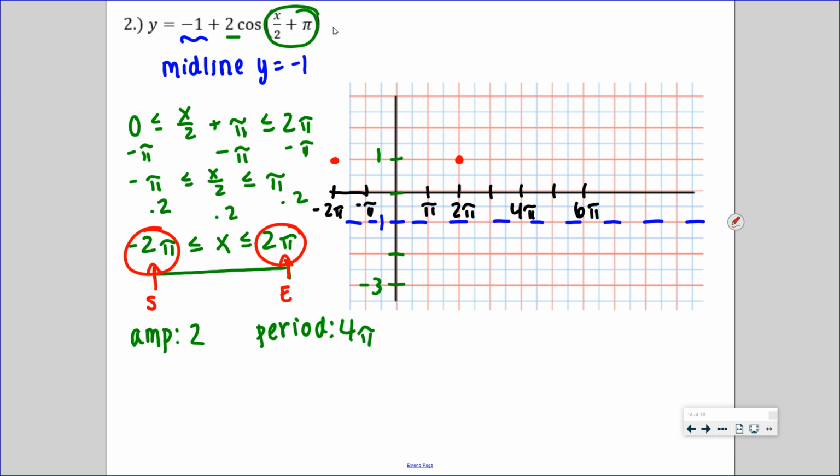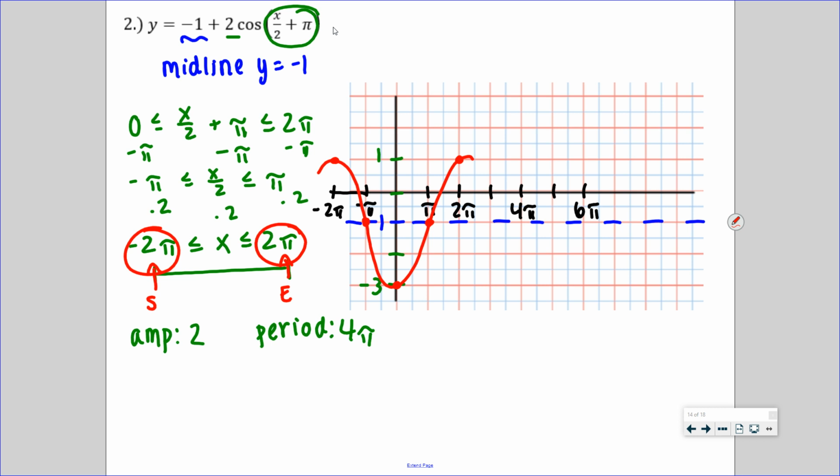What happens between the 2 maxes? Exactly halfway between them. Crosses. Nope. It's the min. A min. What happens between the maxes and a min? It crosses the x-axis, or the midline. Crosses the midline. Good. So it should cross at -pi and at pi. You can draw that in. Remember, keep it curvy. There's 1 period for cosine.